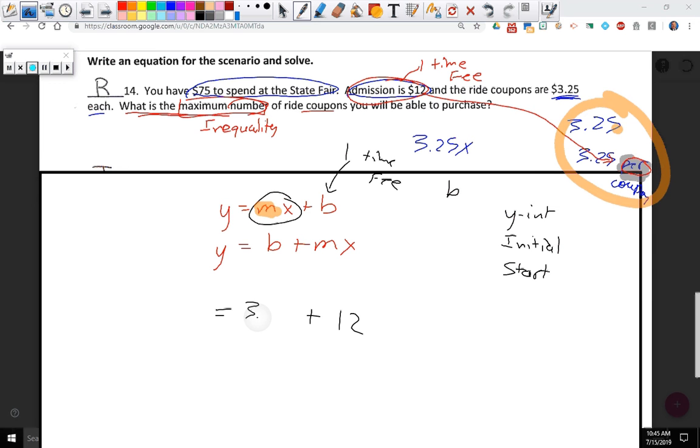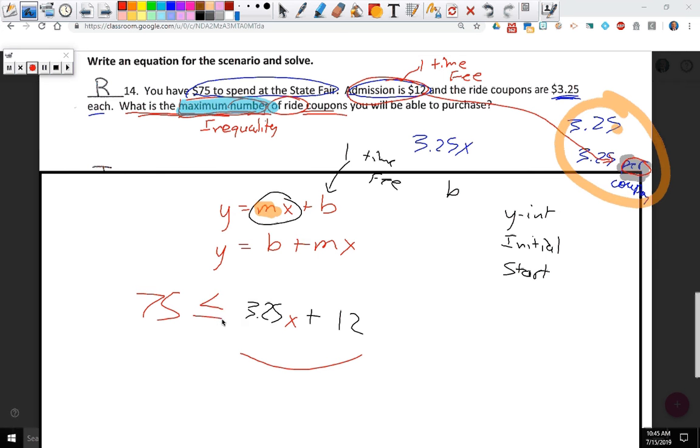3.25. Now looking at this question, it wants to know the number of rides. So this could be x, and then this could be f of x. Do you all agree? Okay, so with this in mind, the only thing that I have to change, conceptual understanding, is something to deal with this. We want to know what's the maximum number of coupons that can be purchased when how much is spent? 75.